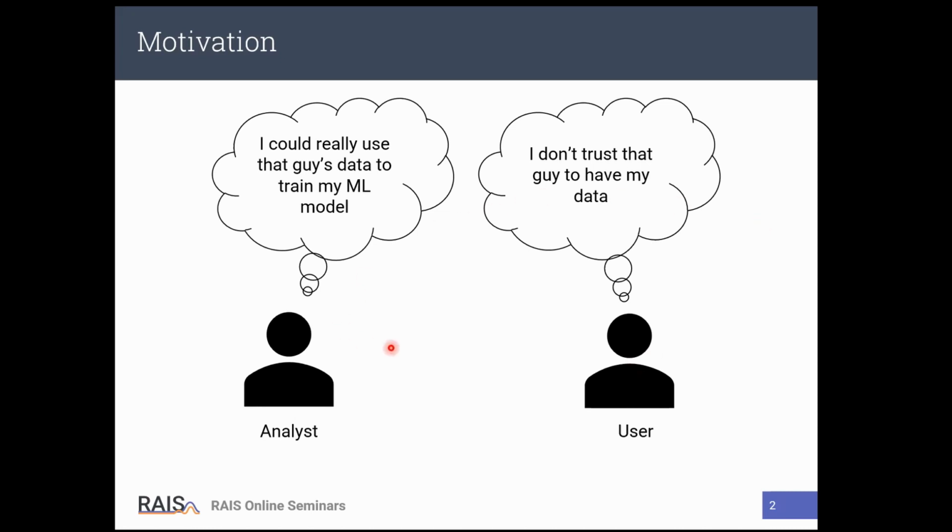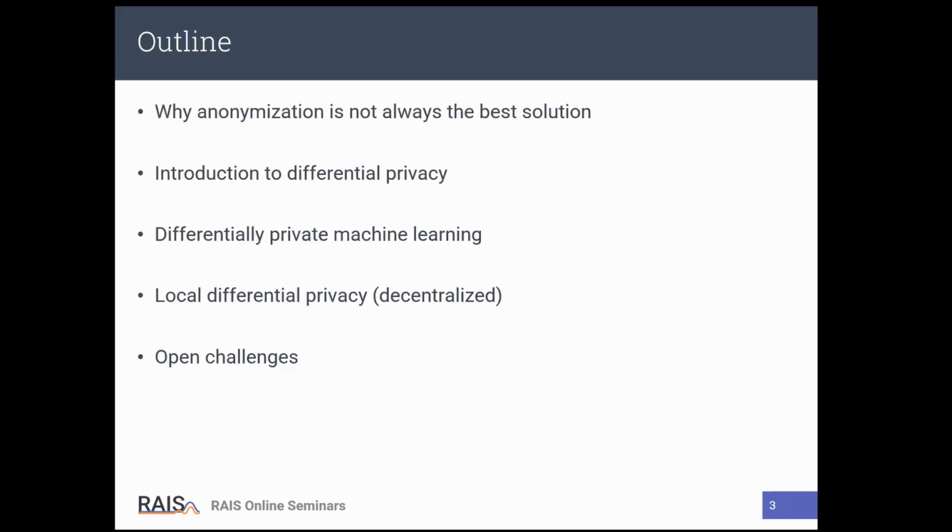So the setting is the following. We are some analysts who want to compute some statistics or train some machine learning model, and we want to earn the trust of the people who need to disclose their data. We have to guarantee that we won't make any bad use of their data, and that we won't actually be able to do any bad use of their data.